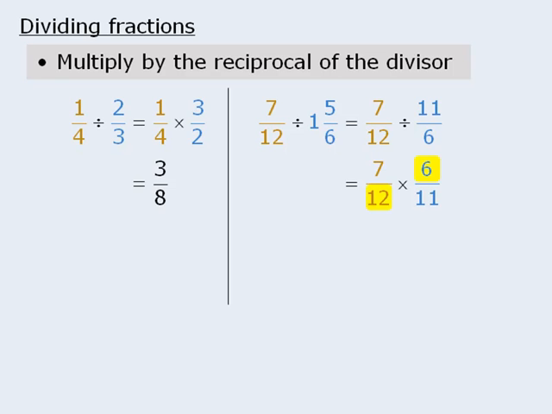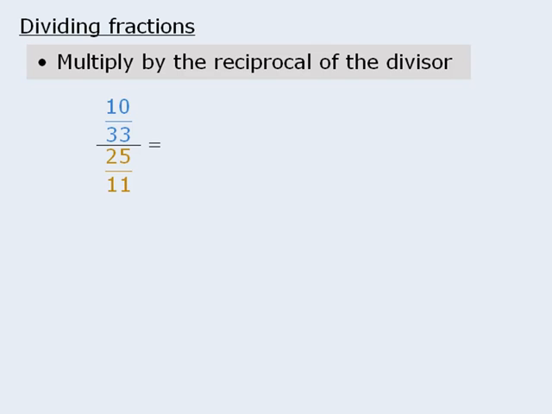So we can take the 12 and 6 here and divide them both by 6 to get 2 and 1. Now since we can't simplify 7 and 11, we'll leave them as they are. Now that we have finished cross simplifying, we can multiply the numerators to get 7, and we can multiply the denominators to get 22. Okay, let's try one last question.